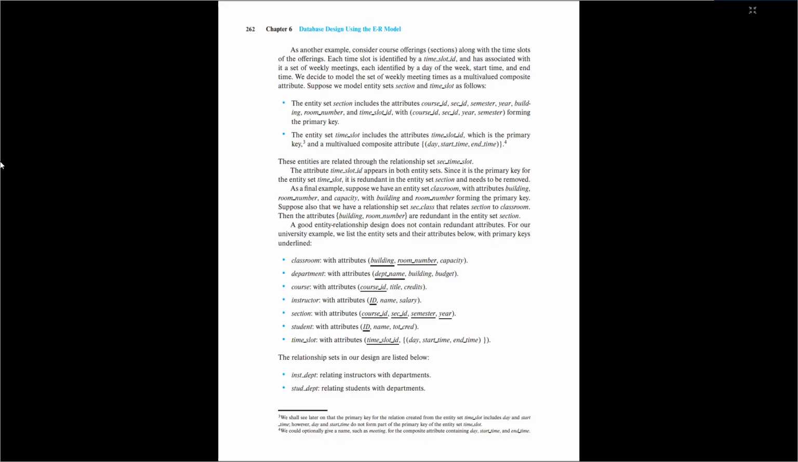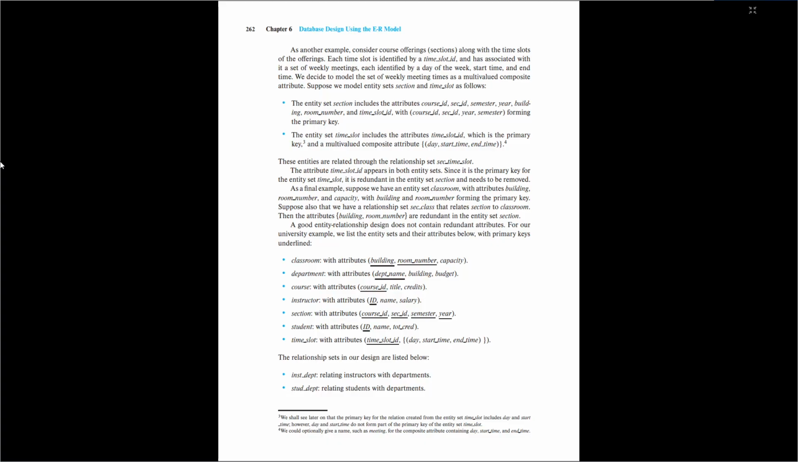The entity set section includes the attributes course_id, sec_id, semester, year, building, room_number, and time_slot_id, with course_id, sec_id, year, semester forming the primary key. The entity set time_slot includes the attribute time_slot_id, which is the primary key, and a multivalued composite attribute {day, start_time, end_time}. These entities are related through the relationship set sec_time_slot. The attribute time_slot_id appears in both entity sets. Since it is the primary key for the entity set time_slot, it is redundant in the entity set section and needs to be removed.